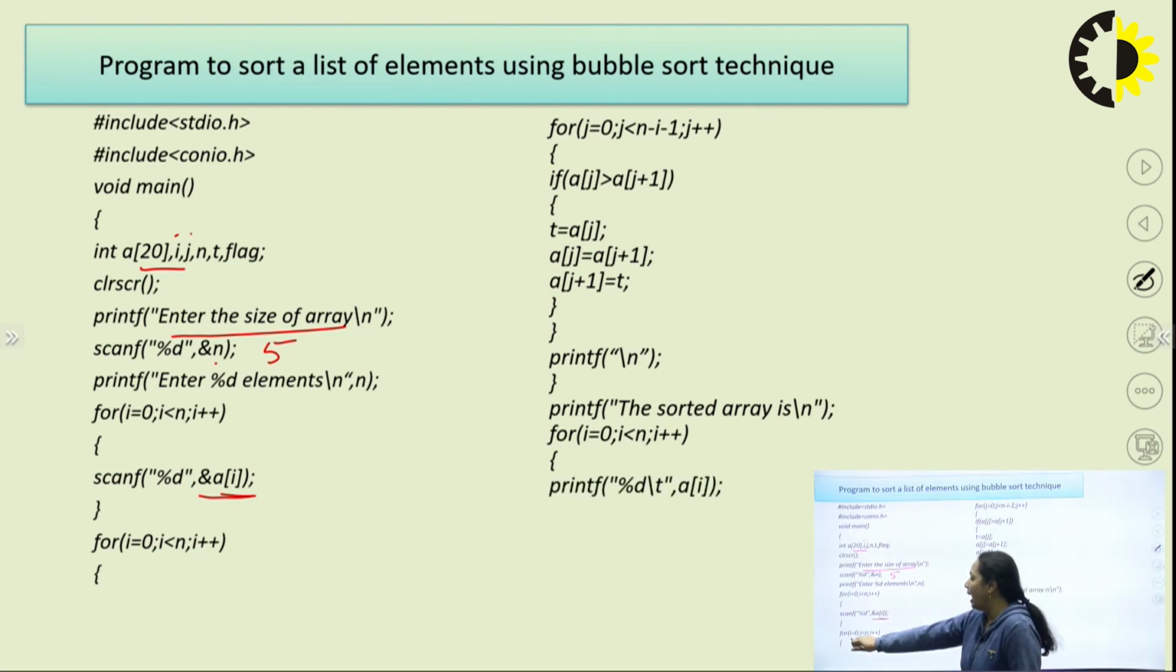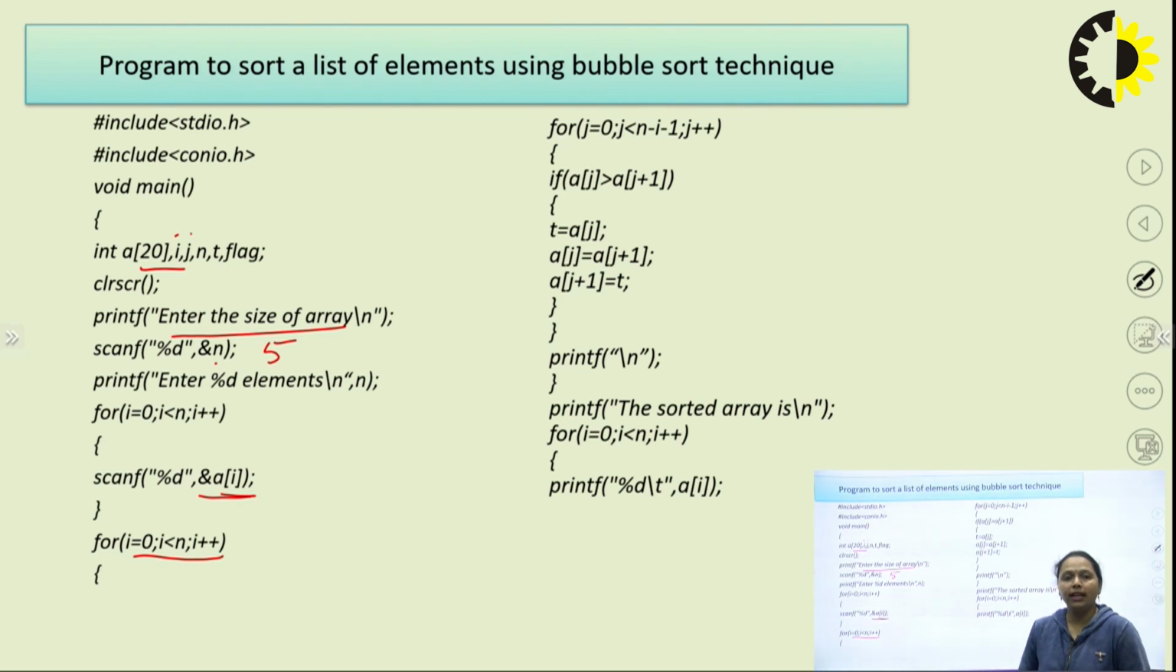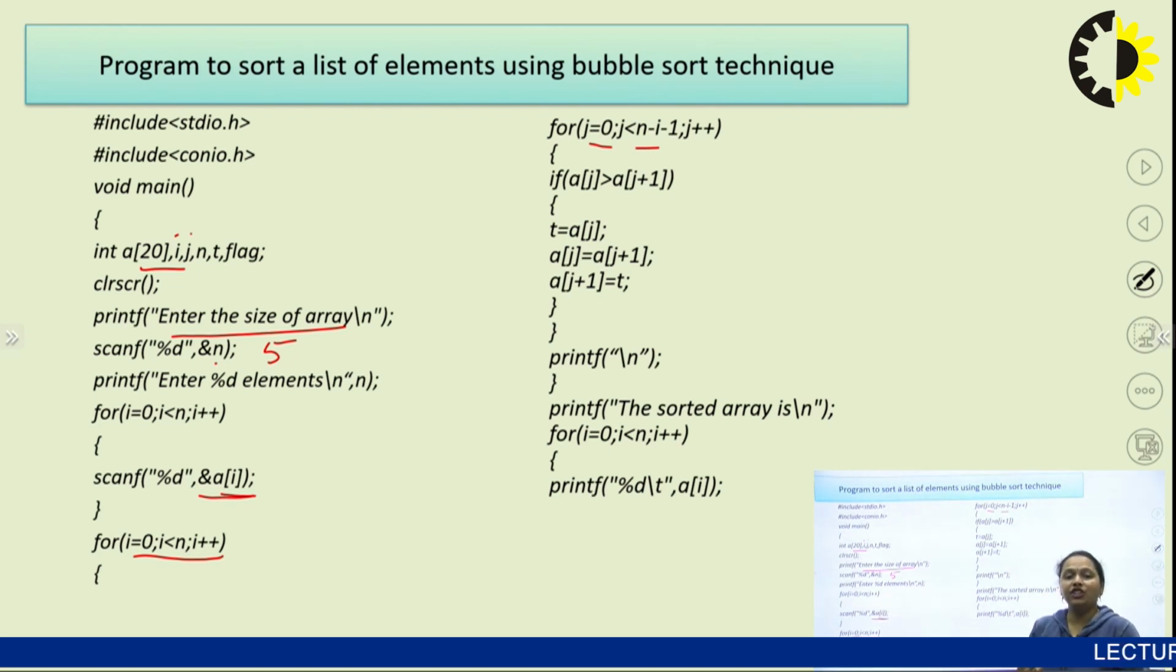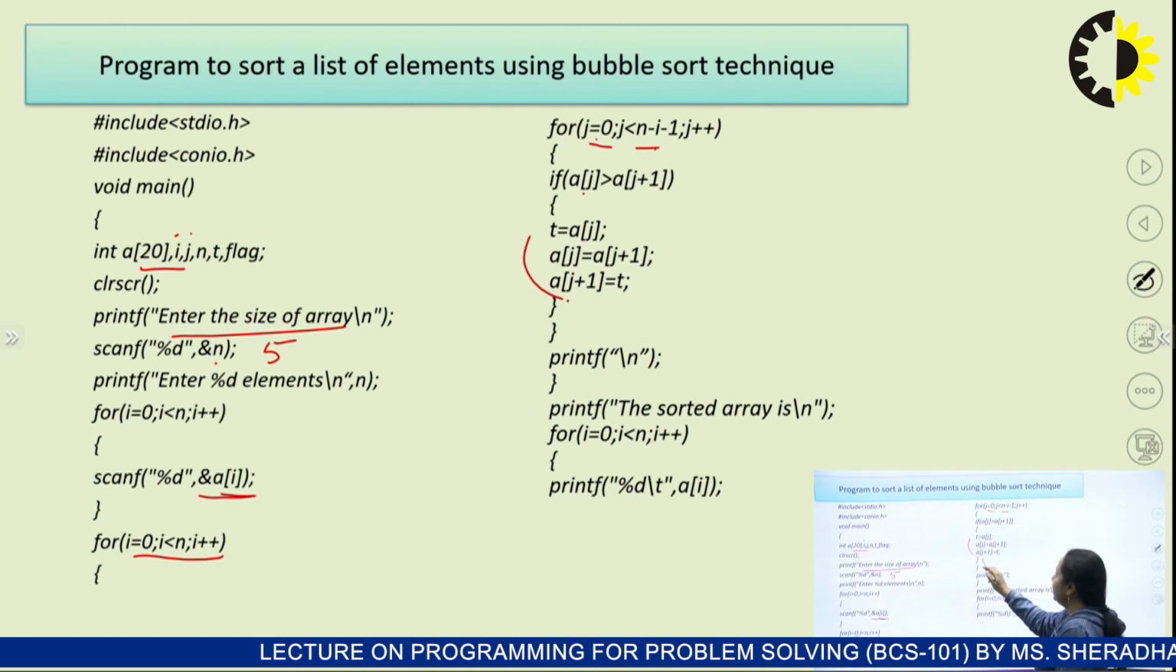Now, for i equal to 0 to less than n, which means 0 to n minus 1, because n minus 1 elements are present within the list. So, for n minus 1 elements, what are we going to do? We are comparing the adjacent elements and checking the order, whether they are logically in ascending order or not. So, for j equal to 0 till n minus i minus 1, if a[j] is greater than a[j plus 1], we are doing the swapping.